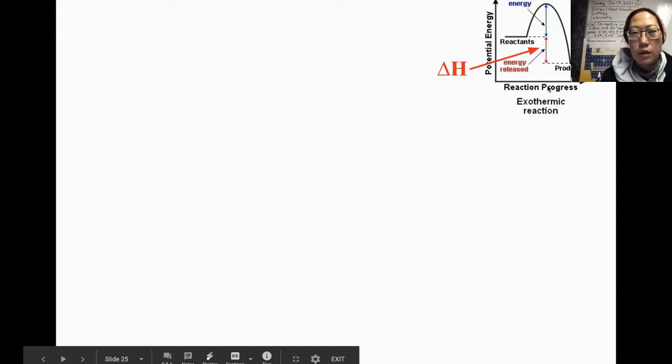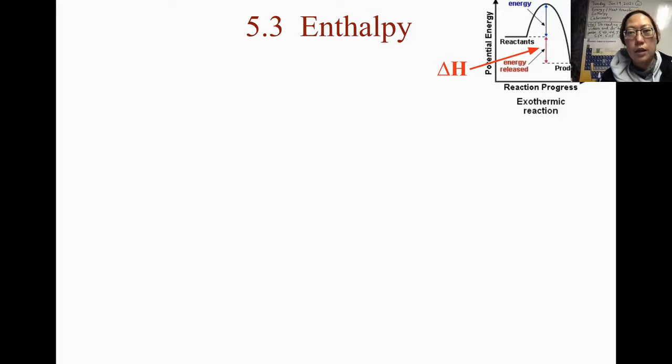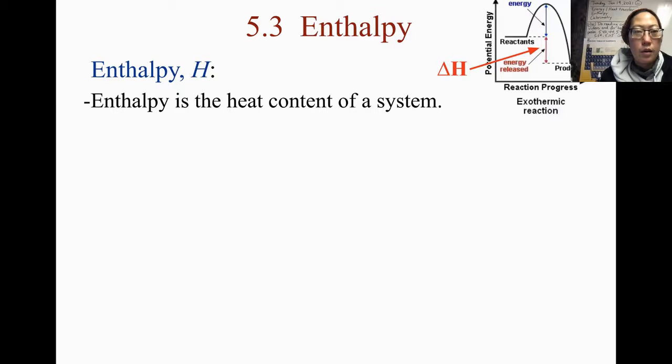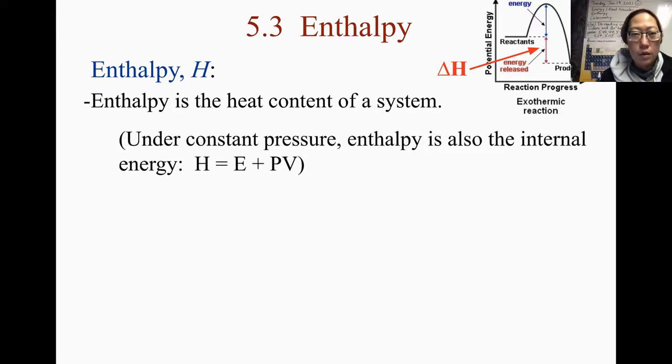All right, so a little bit more about delta H. Delta H is enthalpy. Enthalpy is another word for heat, basically. Enthalpy is basically the heat content, okay? Basically the heat that a system has. And I'll just mention this here, but at constant pressure, enthalpy is the internal energy. And there is a derivation in your textbook if you want to follow along to figure out how these relate to each other.